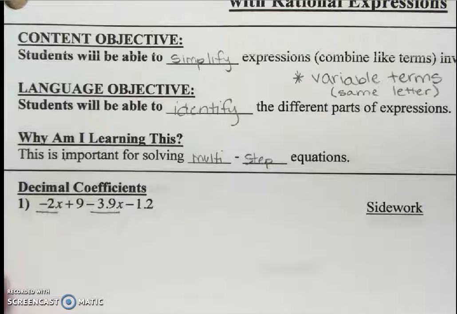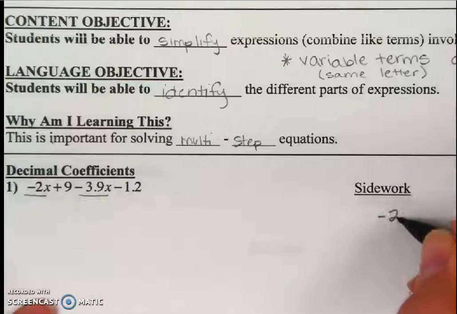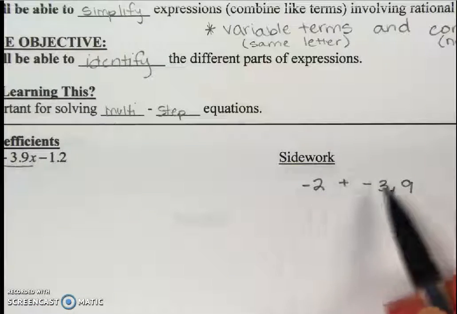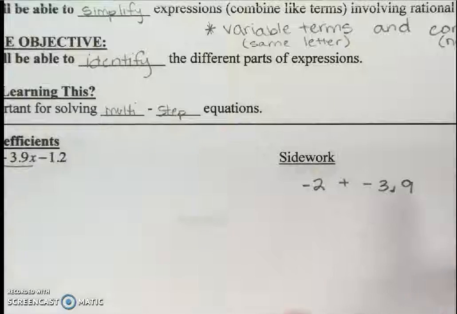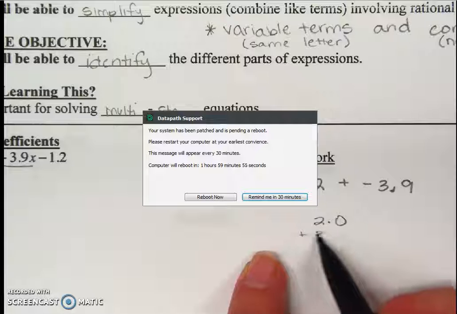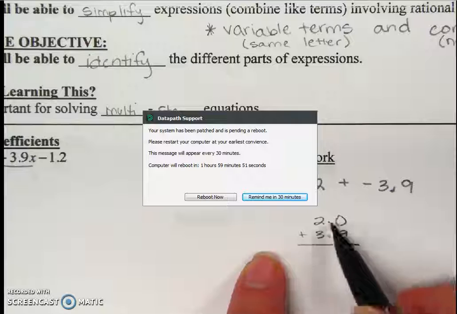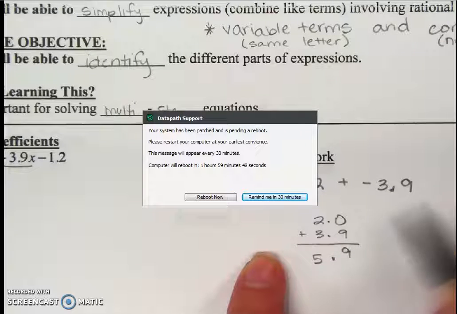And the coefficients on those, one of them has a decimal. So here's my side work. That means I need to combine negative 2 and negative 3.9. When I combine negative 2 and negative 3.9, I see they both have the same sign, so I'm going to add them together. And so I'm going to actually have 2.0 and 3.9 added together, lining up those decimals. So I get 9, bring down the decimal, and I get 5. So that means right here I would have negative 5.9.